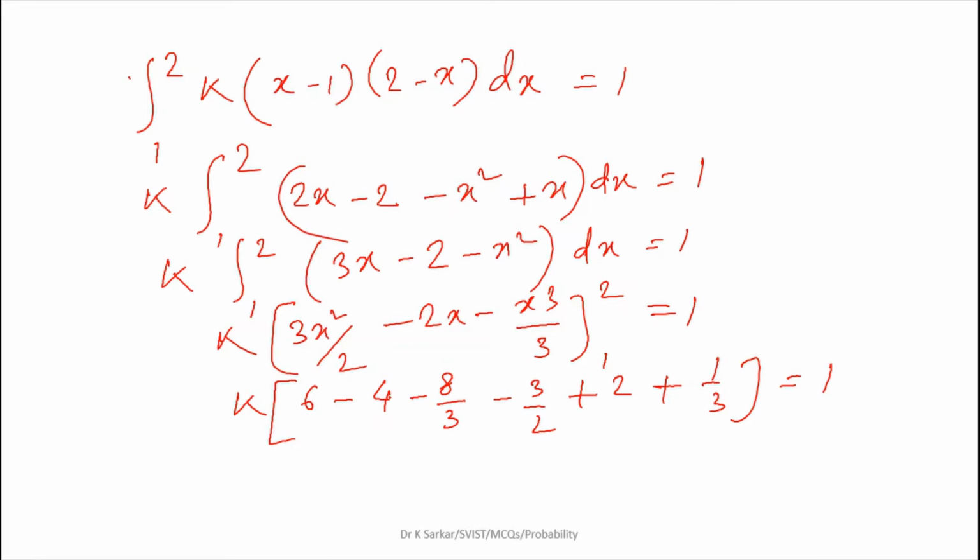6 minus 4 is 2, plus 2 is 4. Minus 8 by 3 plus 1 by 3, 8 minus 1, that is minus 7 by 3, minus 3 by 2 equals 1. k into 4 minus 7 by 3 minus 3 by 2 equals 1.